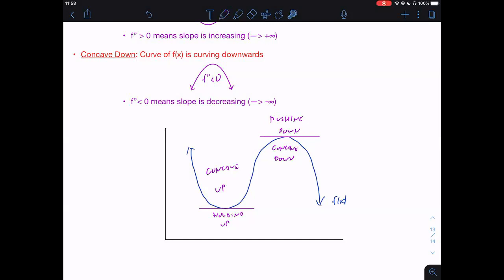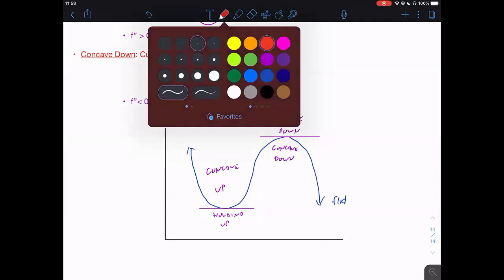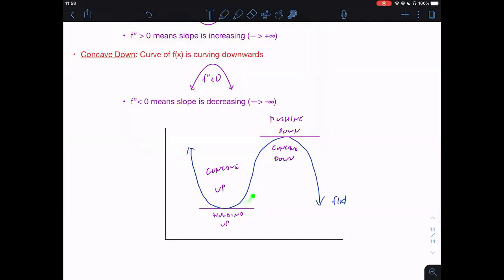Okay, and what we want to do here is use the second derivative to determine the type of concavity and on which intervals our function will be concave up or concave down. But we also want to figure out at which point the function changed concavity. At which point did the function change its type of curvature? And that point, which may be roughly somewhere around here, is known as the inflection point.